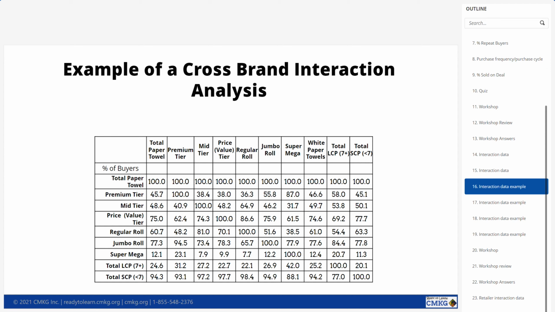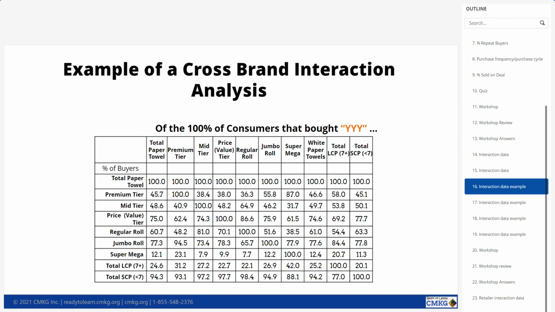Here's an example of a cross-brand interaction analysis within the paper towel category. This could be for a total market, a specific channel, a retailer, a banner, or a regional geography. I have my segments down the left-hand side, and I have the same segments across the top. These are not the only product groupings that I would necessarily look at in my analysis, but for ease of explanation, we'll only look at some of the segmentation available. In this example, this interaction is related to the percent of buyers, but it could also be percent of dollars instead. Now let's look at the numbers in this grid.